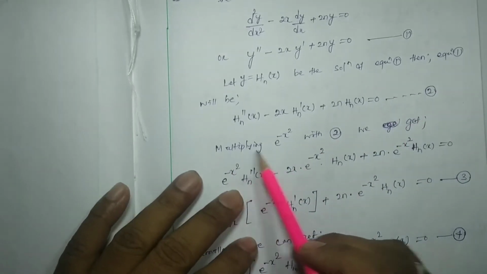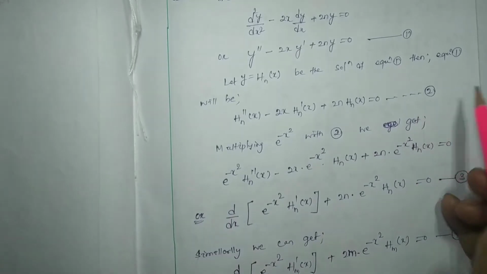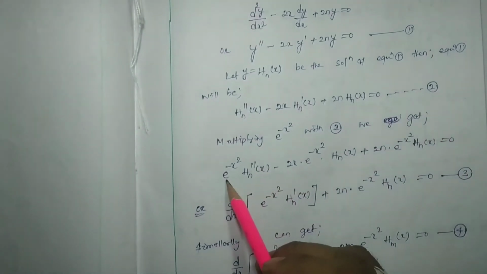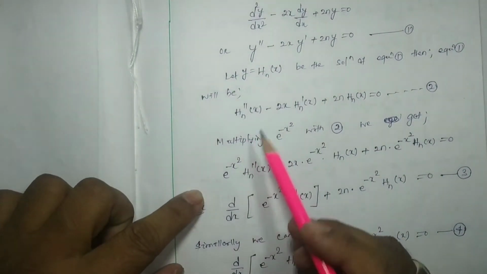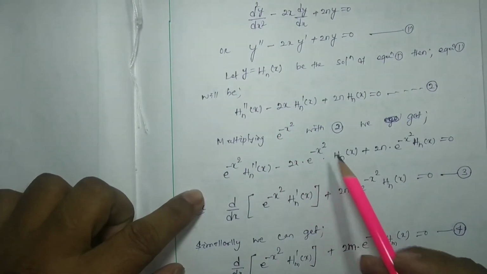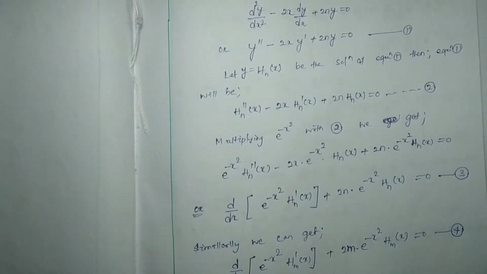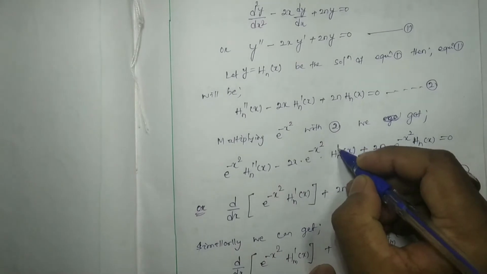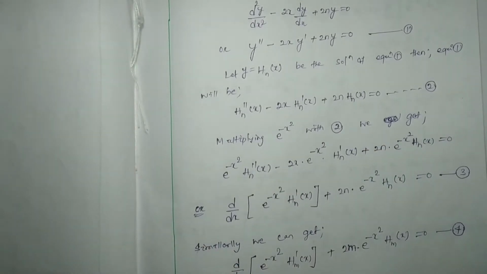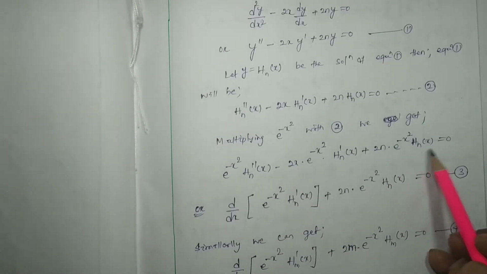Now we have to multiply e^(−x²) with equation number 2. Then what we can get? e^(−x²) Hn''(x) − 2x e^(−x²) Hn'(x), here I forgot to write Hn'(x), plus 2n e^(−x²) Hn(x) = 0.